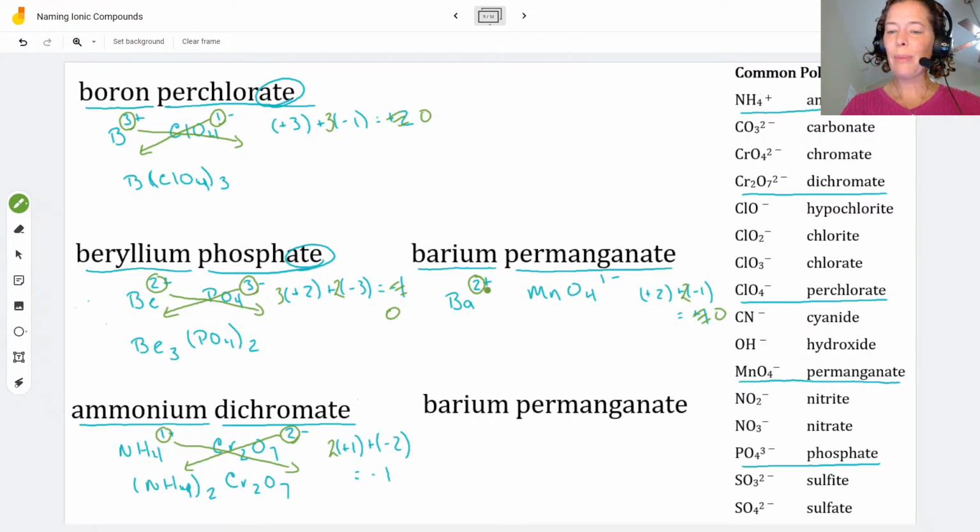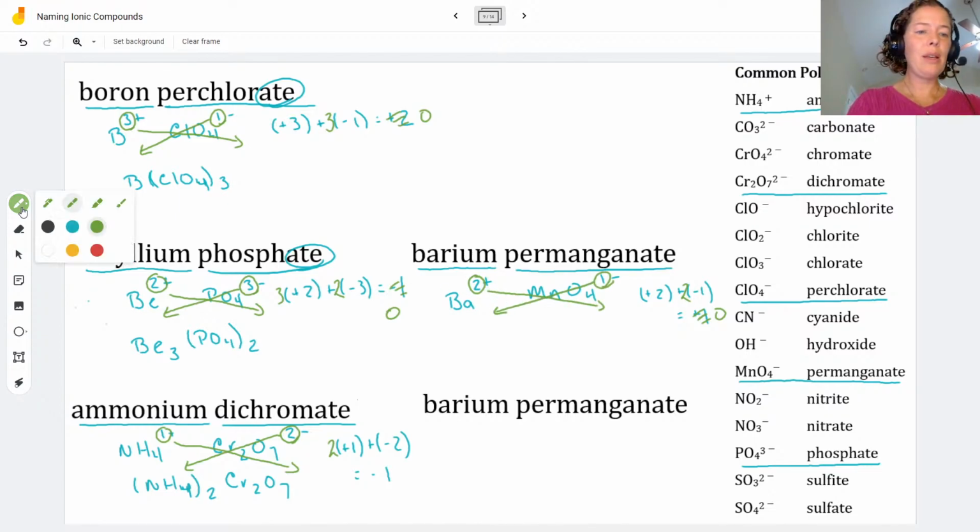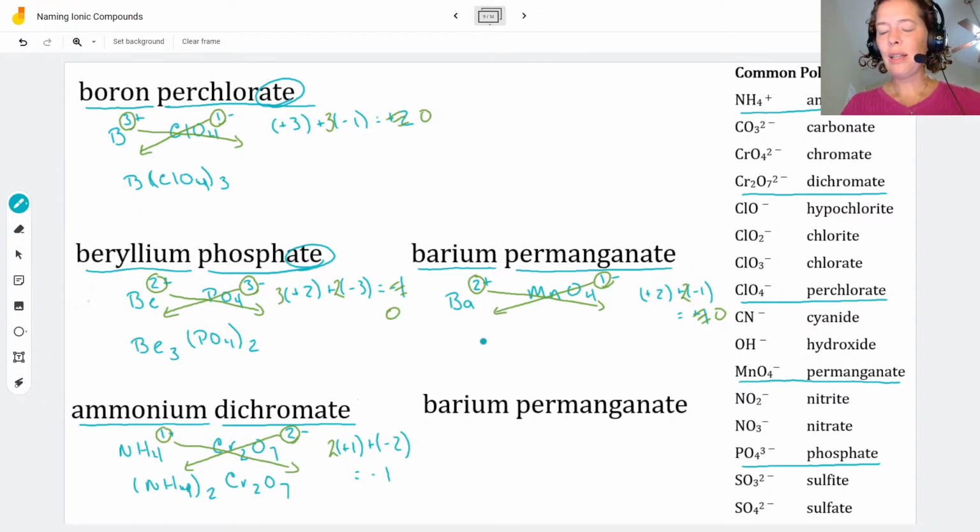Again, crisscross. Bam. And here is our final compound, Ba(MnO4)2. Don't forget your parentheses. Okay, last one here. Barium. Oh, no, this is the same one. Sorry, I just wrote it down twice. We've already done barium permanganate. We don't need to do it again.